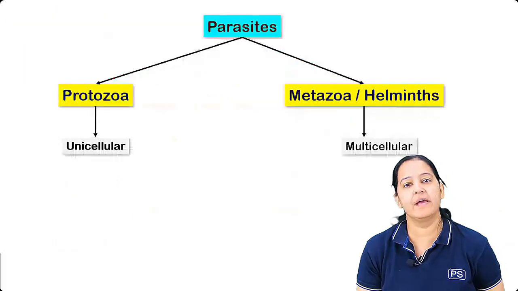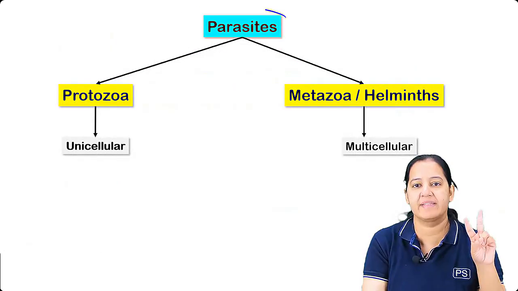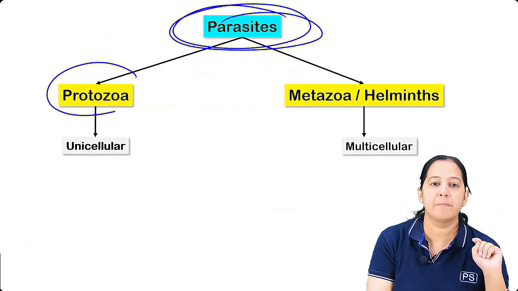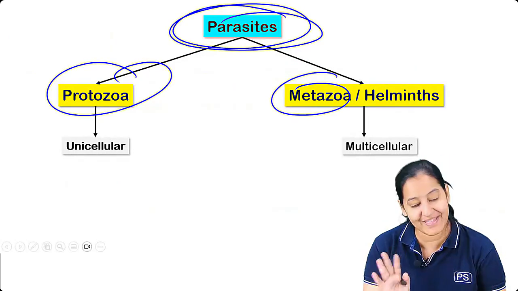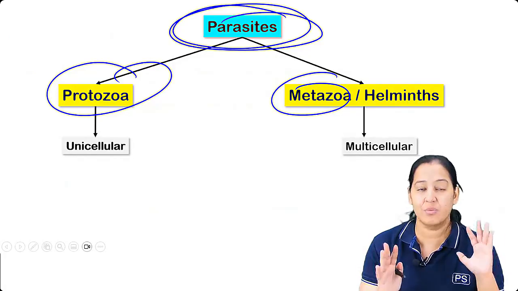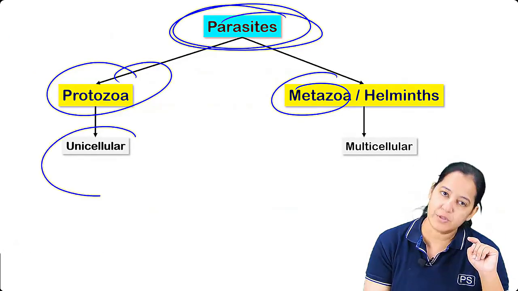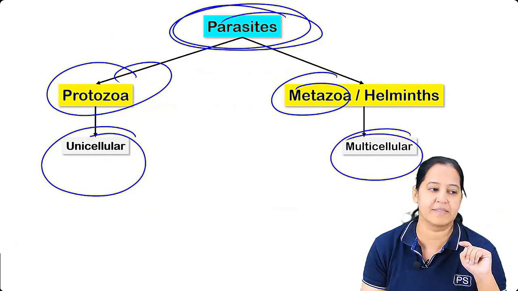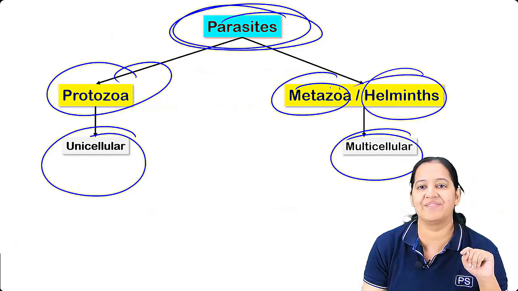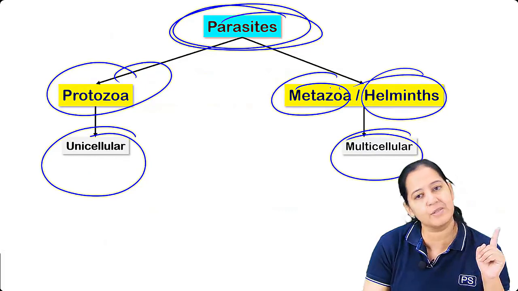Chalo, so this is a parasite. There are two types of parasites. What are the two types? Protozoa and metazoa. सबसे पहले देखना होता है classification. So what is the criteria for classification? Protozoa are unicellular and metazoa are multicellular. Metazoa are also known as helminths. Metazoa and helminth एक ही बात है.